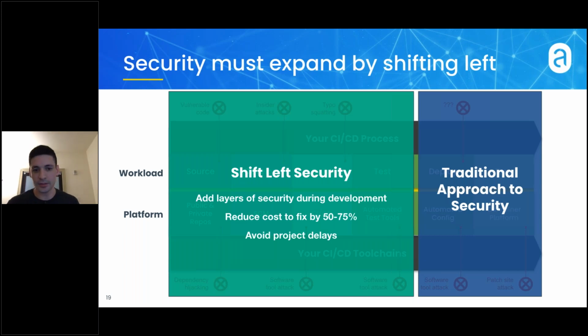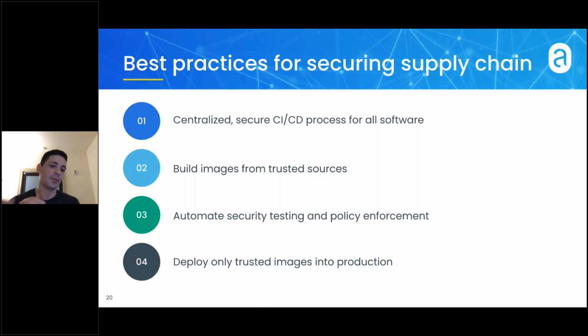So what are some best practices we can put into place here? I'll break each of these down in a little more detail, but at a high level, it's establishing a centralized CI/CD platform and process for all of our software. At no point in time should we be moving any software into production that doesn't pass all the gates and checks that we design. Second, build images from trusted sources. Any artifact that we're building shouldn't be arbitrarily pulling information that we don't trust from anywhere on the internet.